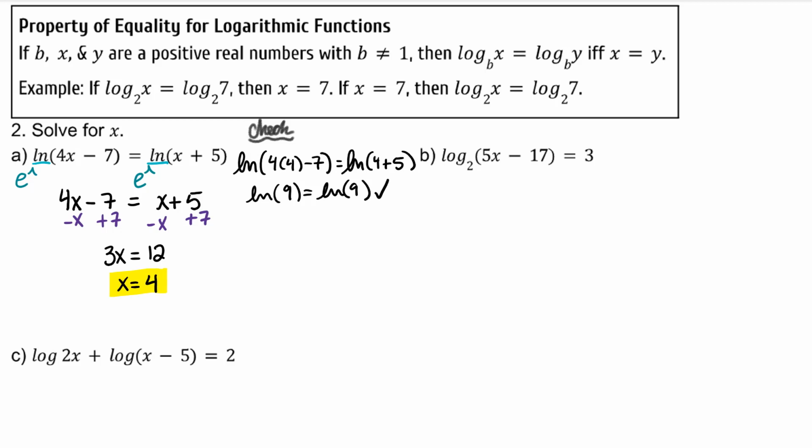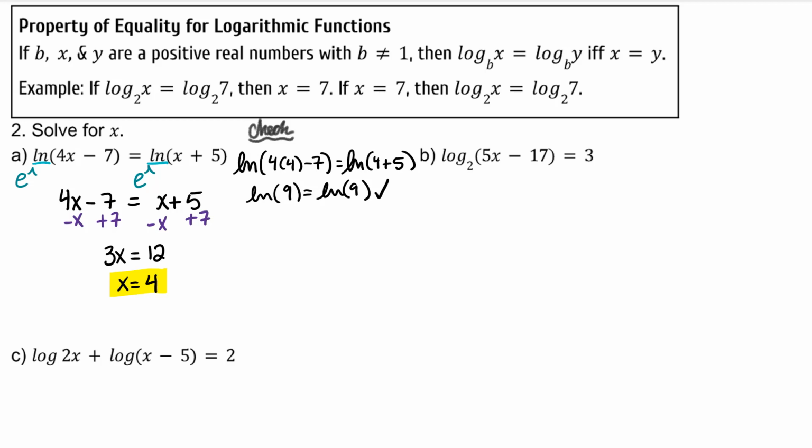For part B, we have log base 2 of the left side, but we have no log base 2 of the right side. Now that we've isolated the logs on either side of the equation, meaning there's not a log plus a log on the left side, the entire left side is log base 2 of an argument. Then we can use the inverse operation of log base 2 to remove the operation of log from this argument.